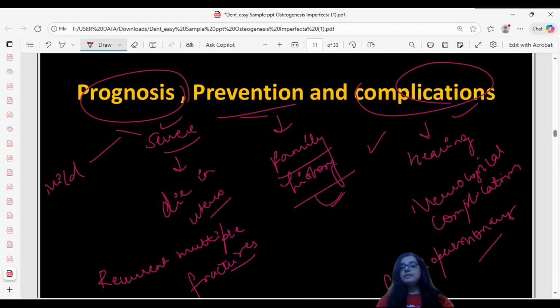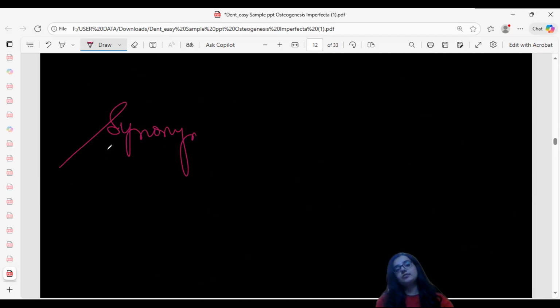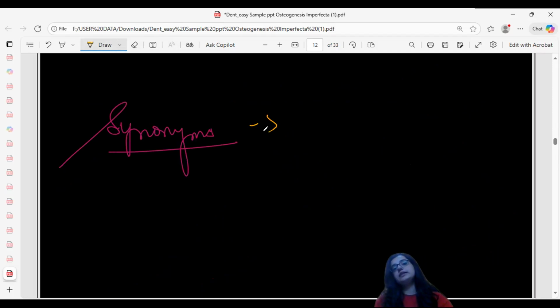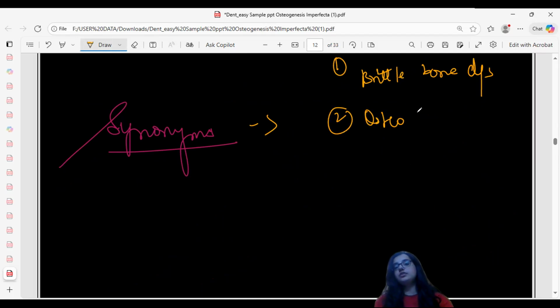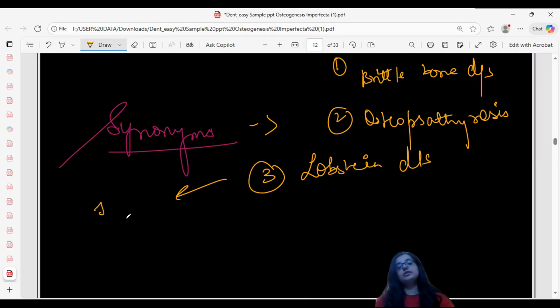So the thing I missed out upon is the Sillence classification. First of all, let's talk about the synonyms. Among the synonyms, brittle bone disease is a very common synonym. Second one is osteosiderosis. Then there is Lobstein disease, because the scientist who discovered it was named Jean Lobstein.